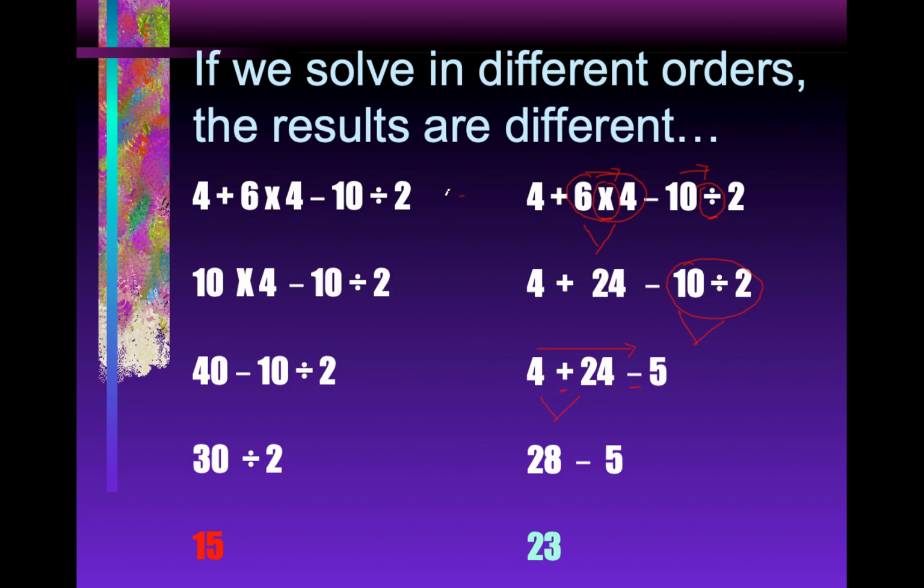If I do the exact same numerical expression in a different order, I get different answers. And the correct answer in the standard, international standardized version of the correct order of operations is not this one, where we solve things in the order that they come, but this one, where I actually use the rule of doing multiplication and division before I do my addition and subtraction. So the correct answer is 23.